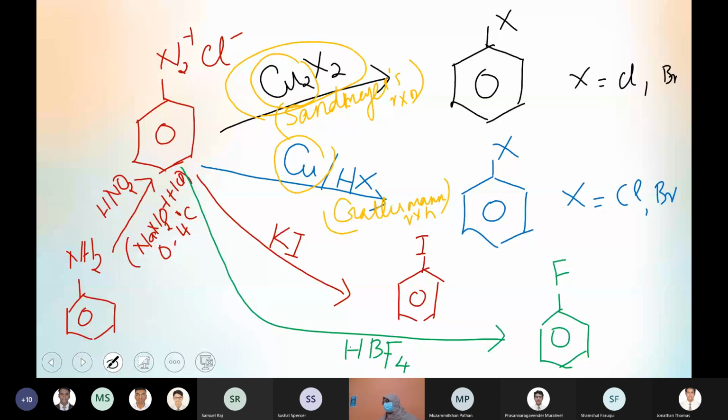So we have done the preparation method. That was the first part. Reactions mean first is preparation reaction. Second, we are going to discuss the physical properties, then the chemical properties.